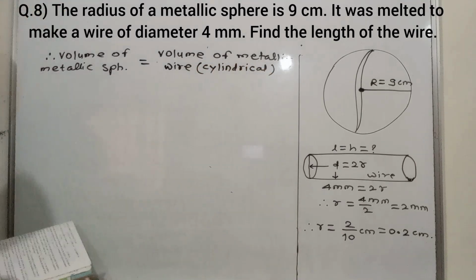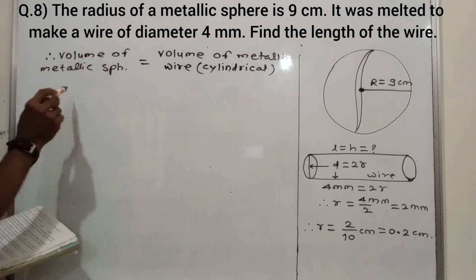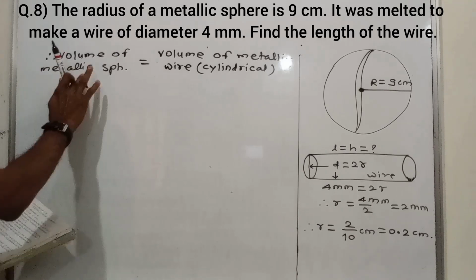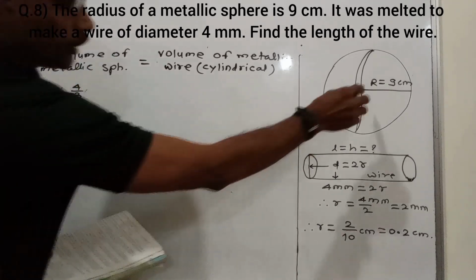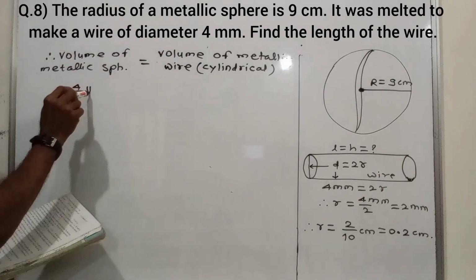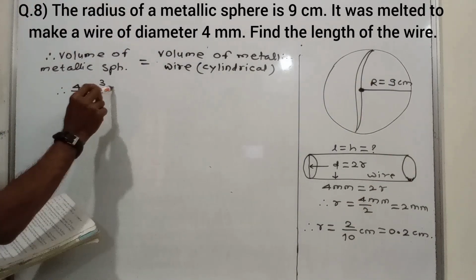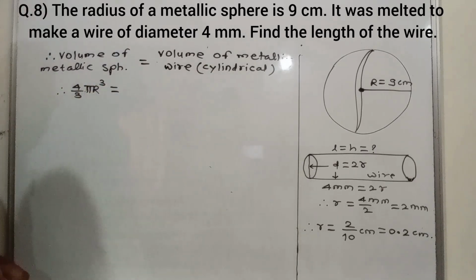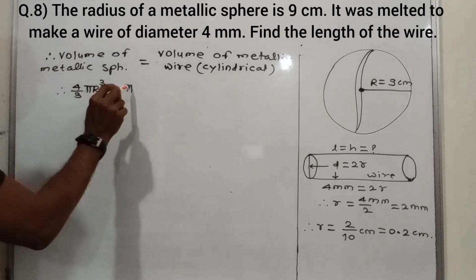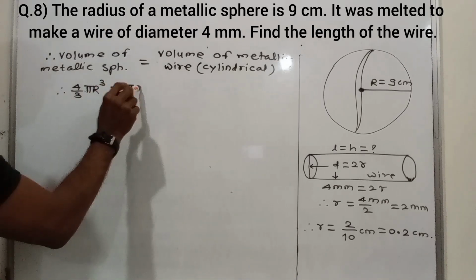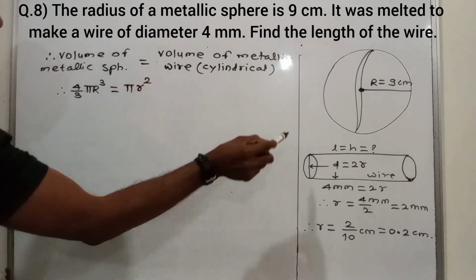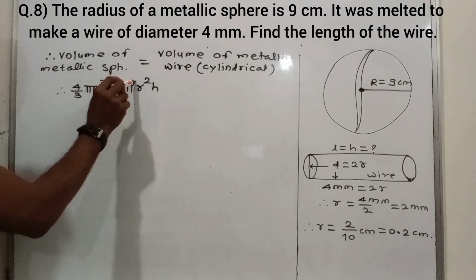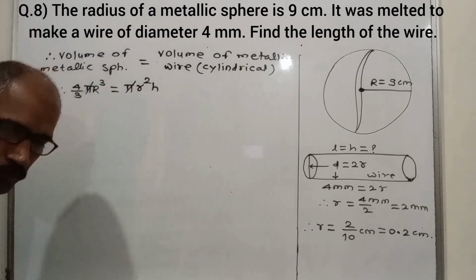Did you get it? Therefore, volume of metallic sphere is 4 upon 3, this is capital R, pi R cube. Volume of metallic wire, cylindrical, so pi R square and H. Did you get it? Now here pi cancelled.